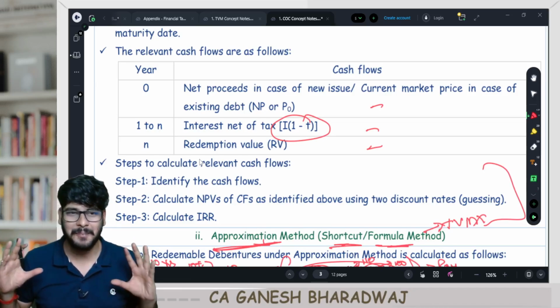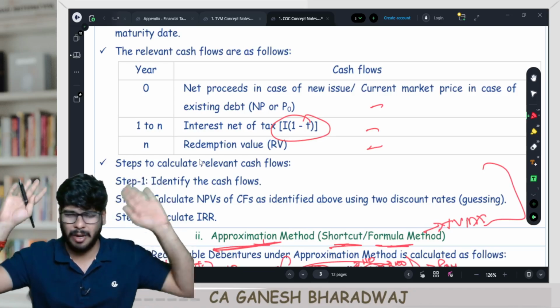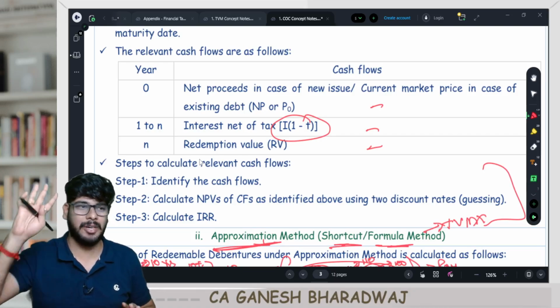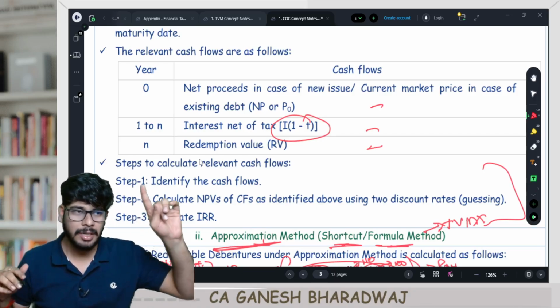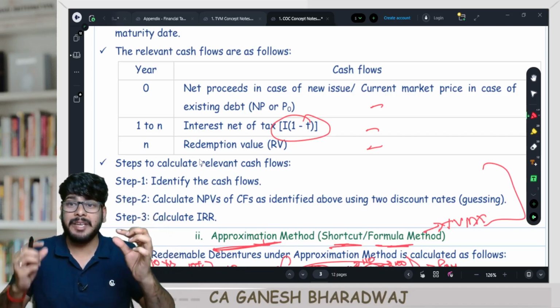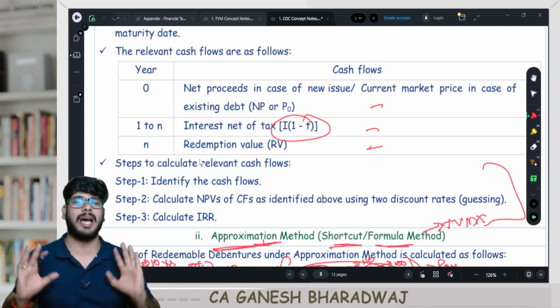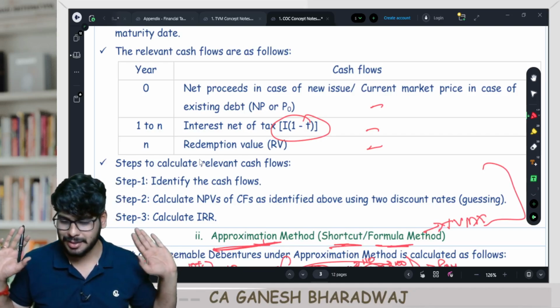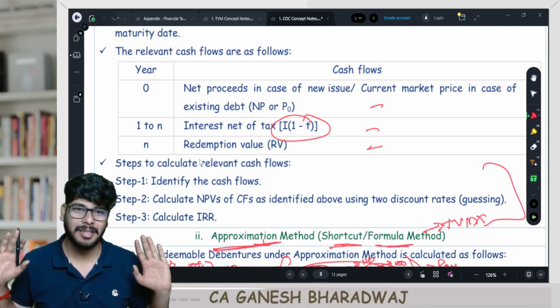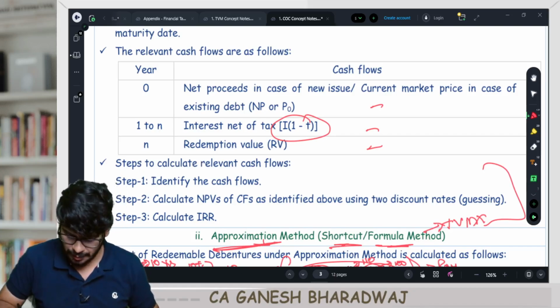It's so easy. Fine. One last time, can you just tell me the formula? First formula only, the second formula you just ignore it. So KD is equal to I into (1 minus T) plus (RV minus NP) divided by N, the whole divided by the simple average, (RV plus NP) by 2. Shall we do sums with respect to this particular thing? One sum, you will just do it here.